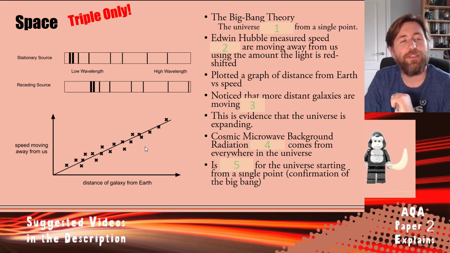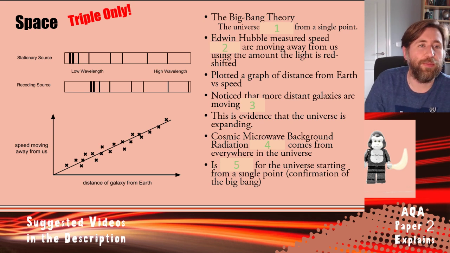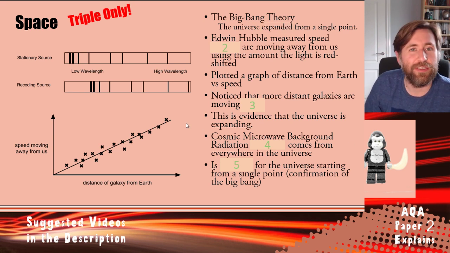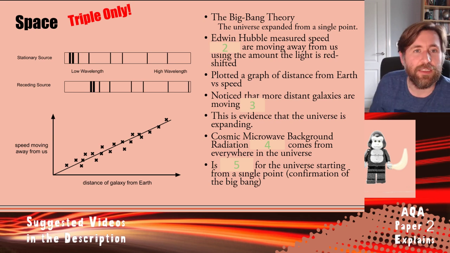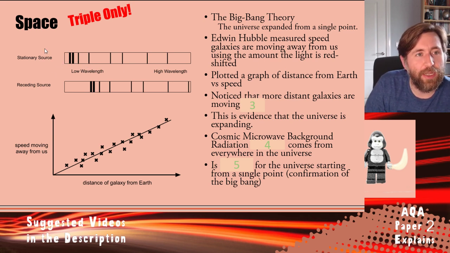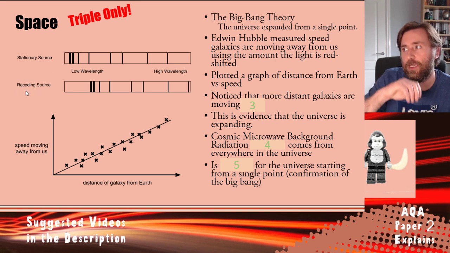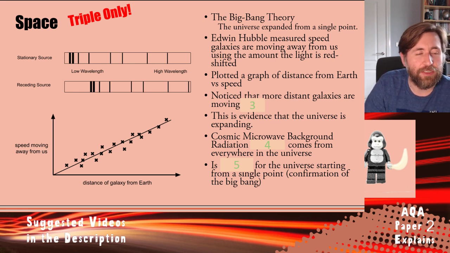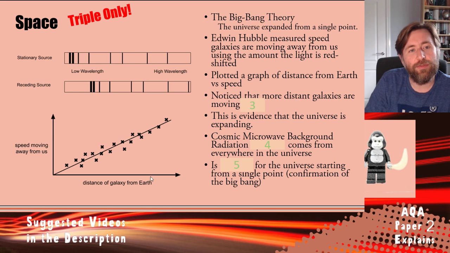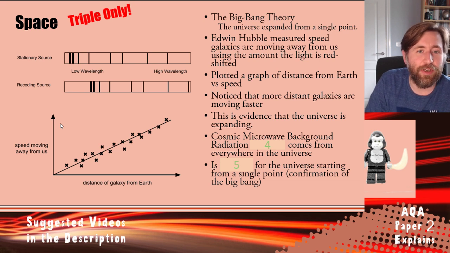Okay, space now for triple. So this is about the Big Bang Theory and Hubble's experiment. The Big Bang Theory is just that the universe expanded from a single point, a singularity. Edwin Hubble measured the speed that galaxies are moving away from us. That's this y-axis here. And he also measured the distance from Earth. How did he measure it? He measured it using redshift. Redshift is about comparing light from a stationary source with light that comes from something that's receding, moving away from us. He found that all of the galaxies were redshifted, so they were all moving away from us, and that the further away they were, the faster they were moving away. So the conclusion is that the universe is expanding.